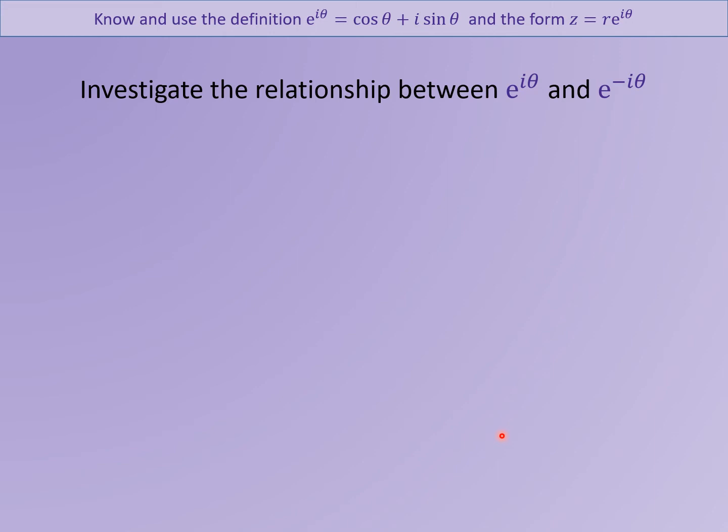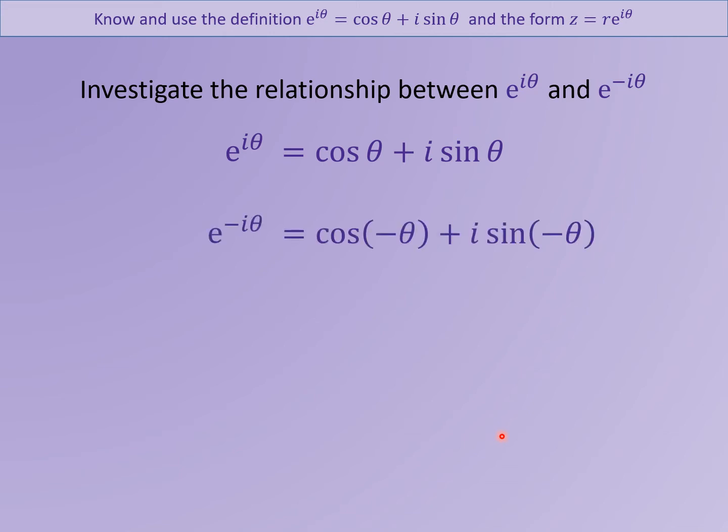Okay, if you did work both of them out, you'll notice that e to the i theta, we know, is cos theta plus i sine theta. We also know that e to the minus i theta is going to be cos of minus theta plus i sine of minus theta. Now we did this recently and we looked at how we can change a minus inside cos and sine. And we know that cos of minus theta is exactly the same as cos theta.